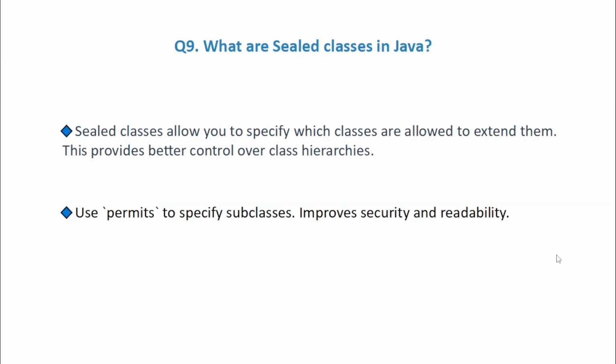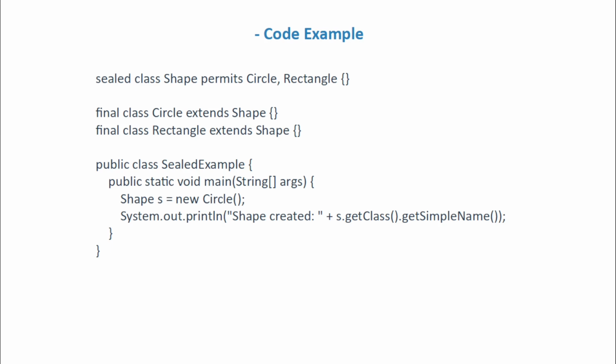Now let's talk about sealed classes. This is about controlling inheritance. Normally any class can extend another if it's not marked as final. Sealed classes let you explicitly say which classes can extend it. In our example, we created a sealed class Shape and allowed only Circle and Rectangle to extend it. This gives more control over your class hierarchy and makes your design safer and more predictable. Sealed classes are useful in domain modeling where you want a fixed set of subclasses.